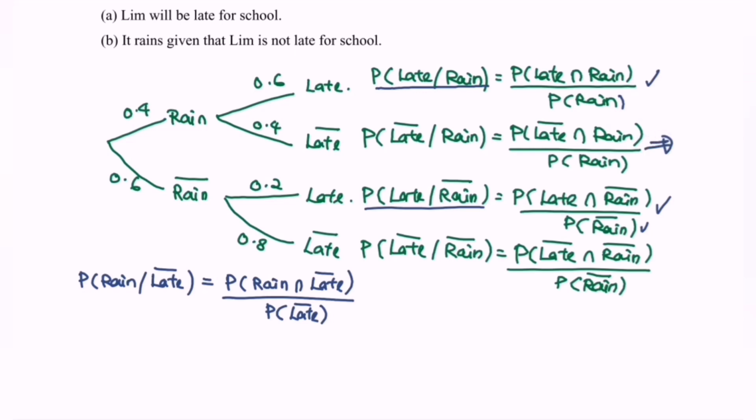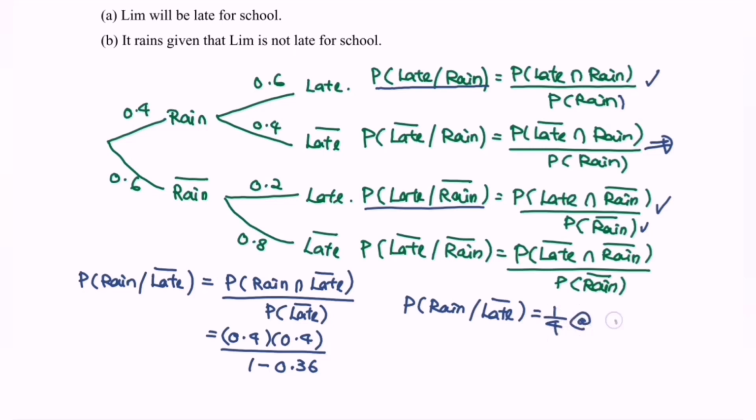So in order to find this, we have to multiply the situation, 0.4 multiply with 0.4, over the probability for late complement, which is 1 minus 0.36. As a conclusion, the probability that it rains given that Lim is not late for school is equal to 1 over 4 or 0.25.